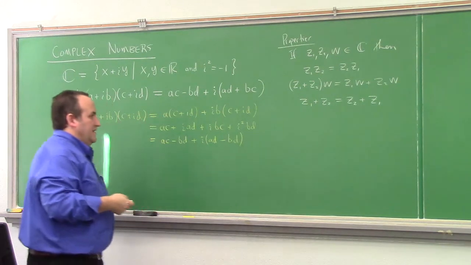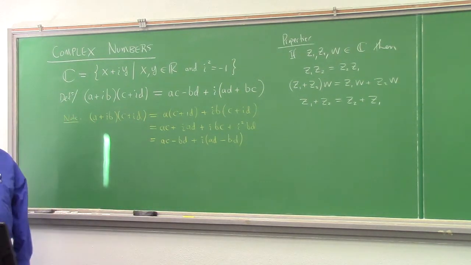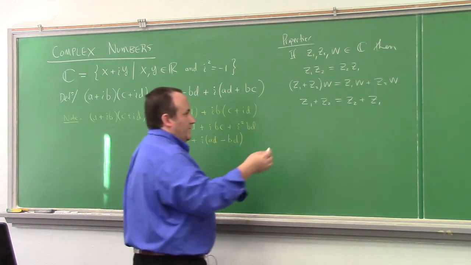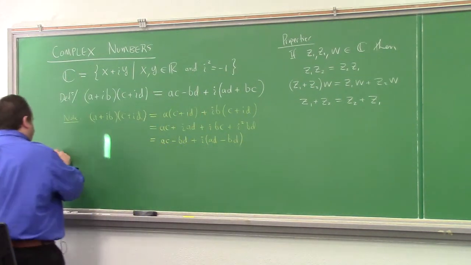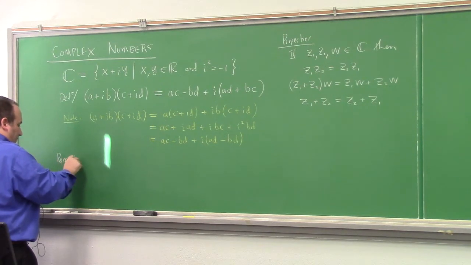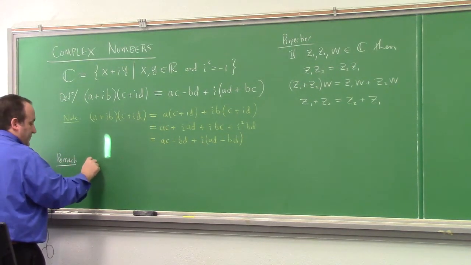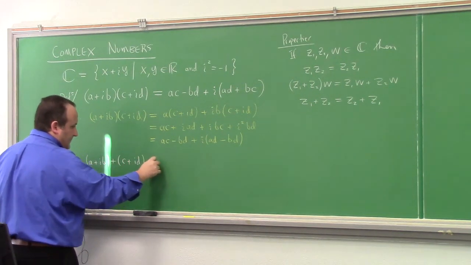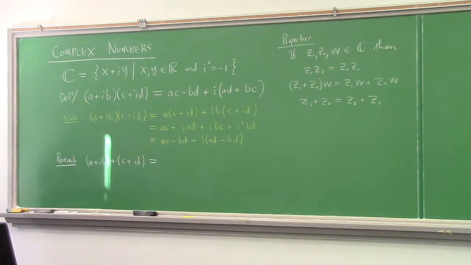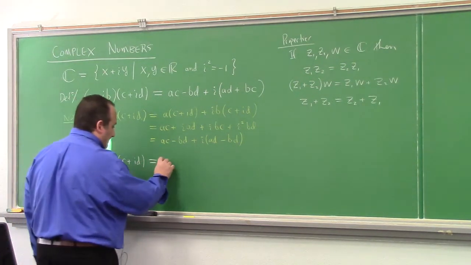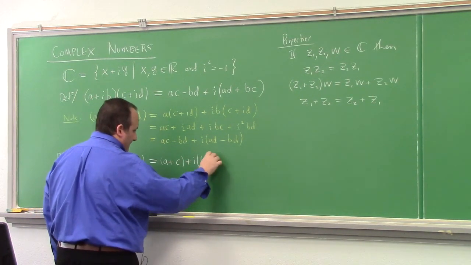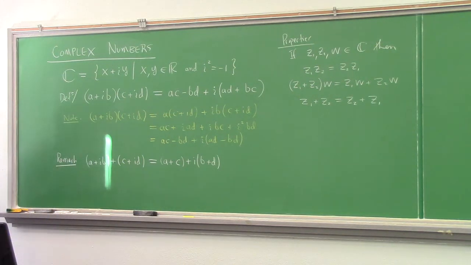Although, admittedly, I haven't actually defined addition of complex numbers yet, have I? How would you add complex numbers? What's the assumption I'm working with? Remark: if we have a plus ib plus c plus id, how do you add them? You add a to c, you add b to d. Just like that.